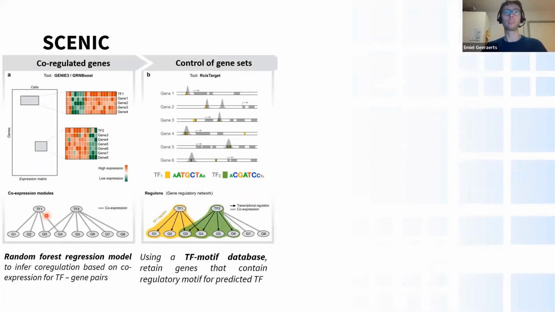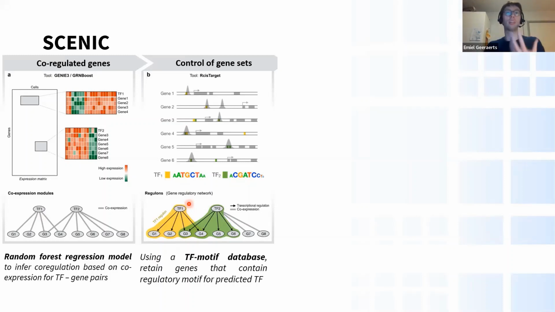Second, Scenic adds in the causal aspect of your network. To do this, it uses a rather minimal amount of prior knowledge. It just uses the genomic information of your expressed genes. So it checks whether the genes in your predicted modules share a motif, so a genetic sequence that corresponds to the binding site of the predicted transcription factor.